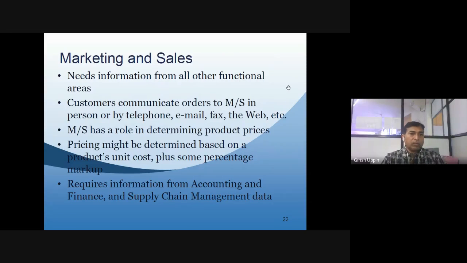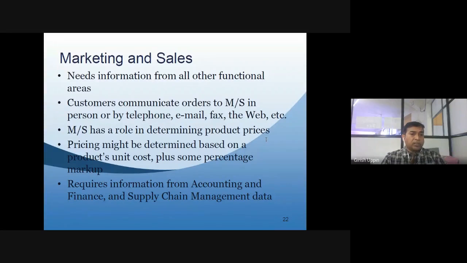So here, what kind of information is needed for marketing and sales? It needs information from all the functional areas. Customers communicate orders to marketing and sales in person or by telephone, email, fax. So there could be any way. The customer will be placing their order, whatever the form is, to the marketing and sales department.